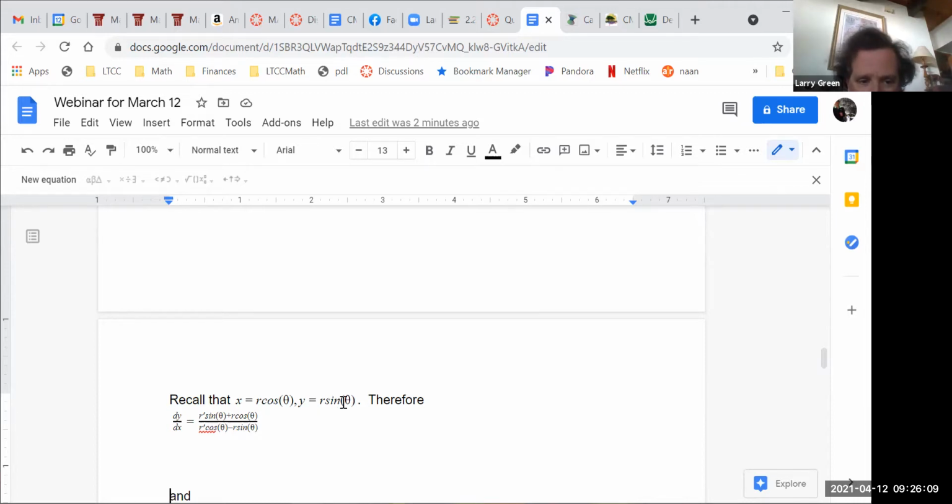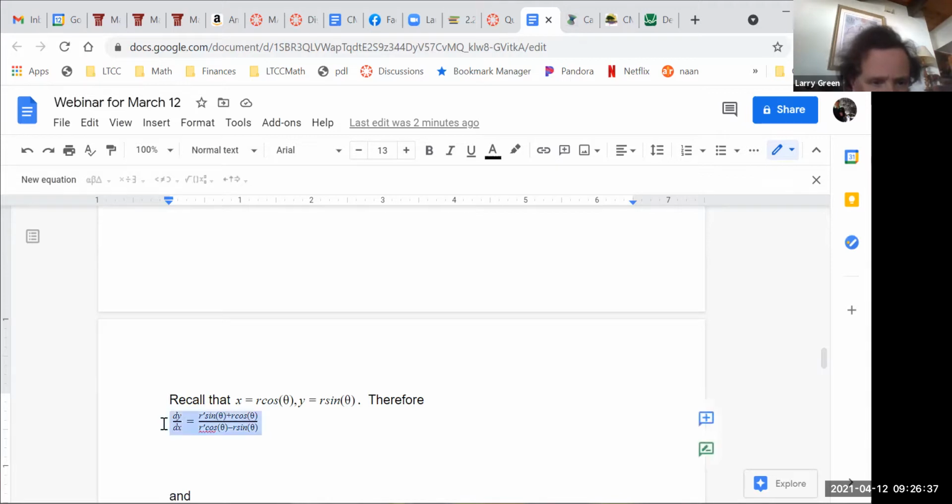And r is a function of theta. So if r is a function of theta and we want dy/d theta, we need to use the product rule. So dy/dx is dy/d theta, which is going to be the derivative of the first, r prime, times the second, sine of theta, plus the first, r, times the derivative of the second, which is cosine theta.